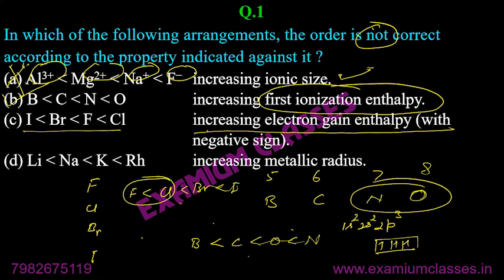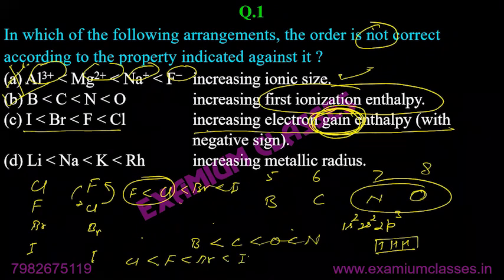We talked about it, electron gain enthalpy, because fluorine is very small atom. When it gains one electron, there is higher inter-electronic repulsion. So it is not much stable after gaining one electron. Hence, these two swap their positions. So it is chlorine, then fluorine, then bromine, then iodine. So it will be chlorine less than fluorine, less than bromine, less than iodine, increasing like which is given here.